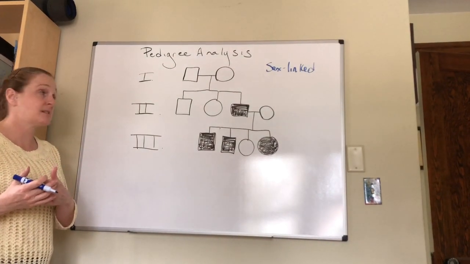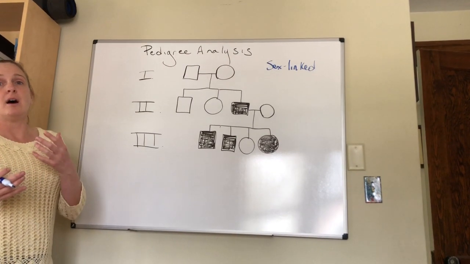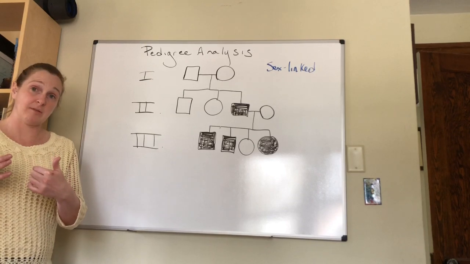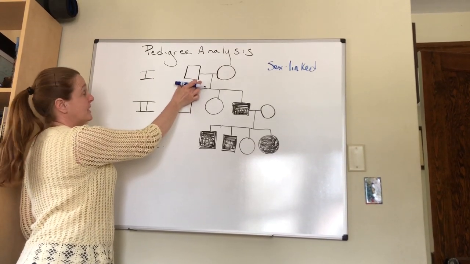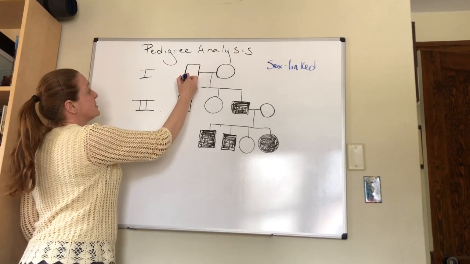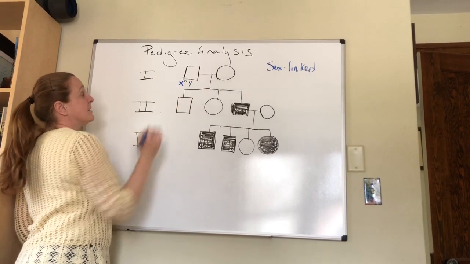One of the things I like to do when I'm looking at a pedigree that I suspect is sex-linked is start with the males, because I know that the males have a genotype where we have to represent the X and the Y chromosome. So here I have a male who is not showing me the trait. He is showing me the dominant phenotype. So his genotype is X, capital letter A, Y.